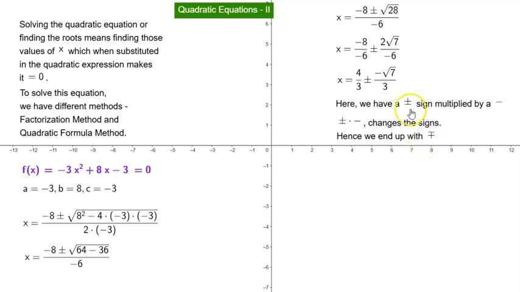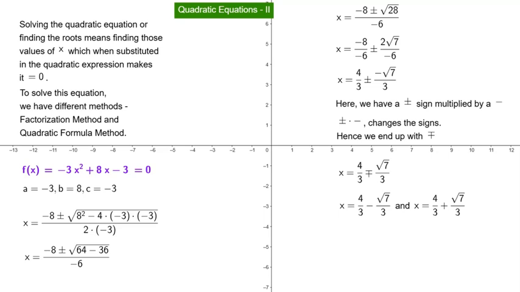It doesn't really matter in this case, because in any case, we are going to have two roots. So x equal to 4 by 3 minus plus root 7 by 3, which if we write it as two separate roots, we get x equal to 4 by 3 minus root 7 by 3 and x equal to 4 by 3 plus root 7 by 3.